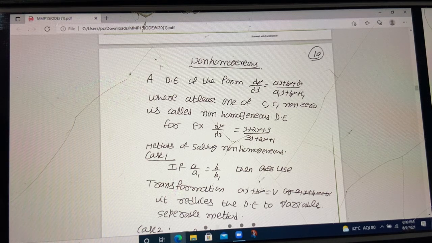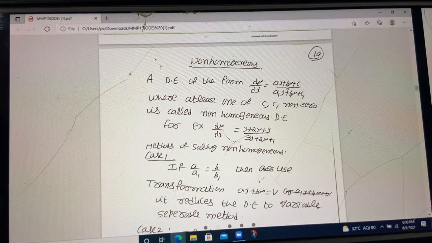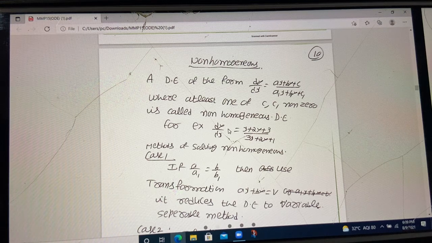Why do we apply this transformation? That is also very important, because sometimes it will be given that ax plus by equal to v is used to reduce non-homogeneous to option A homogeneous, option B variable separable, like that. So the purpose of the transformation ax plus by equal to v is to transform non-homogeneous into variable separable form. Very important: using this we are going to reduce this to variable separable.